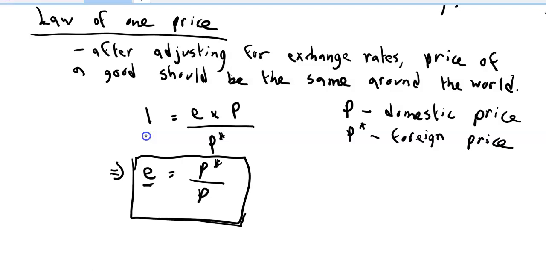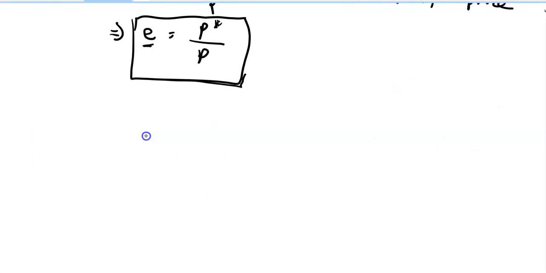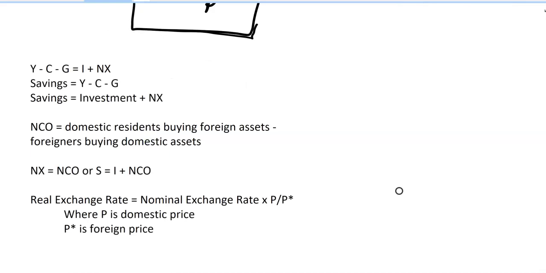Now, how are exchange rate and NCO and all these related together? Let me do a little recap of what we have learned so far, because we have actually learned a lot of things. We learned that by rearranging the GDP equation, we get Y minus C minus G equals I plus NX, where we are now calling Y minus C minus G savings. So replacing Y minus C minus G with S gives us savings equals investment plus net exports.